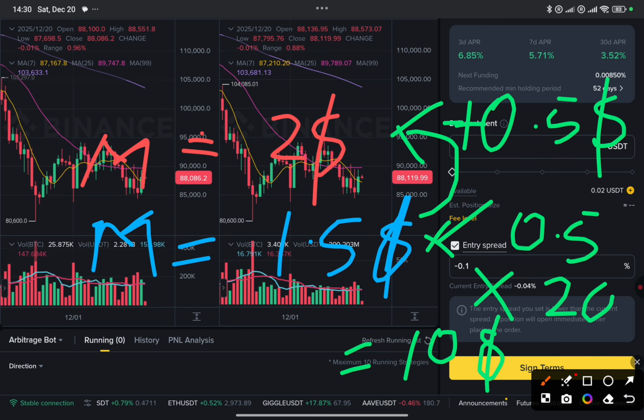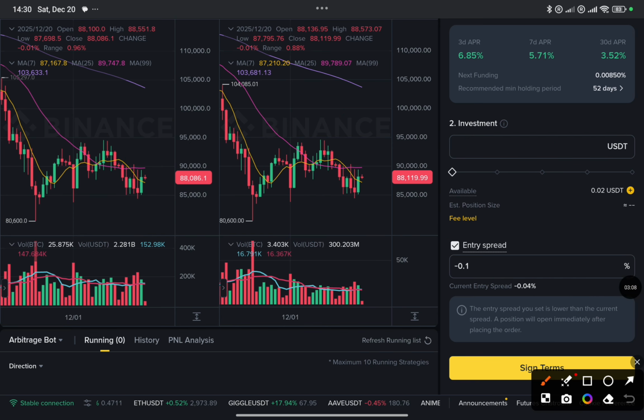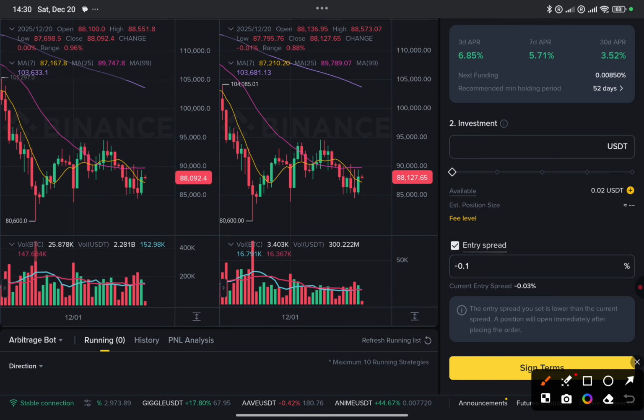Now, of course, there are several things you need to put in place. You need to think about them whenever you're doing trades like this, things like the gas fees and stuff like that. But regardless, this is just a simple analogy of how this works.